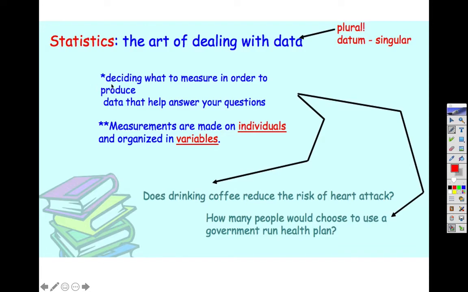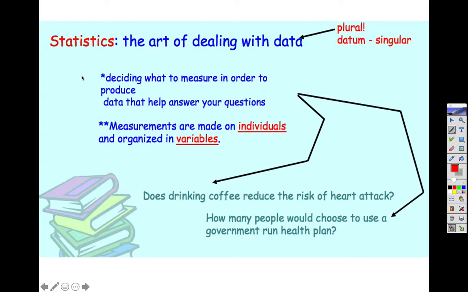So, deciding what to measure in order to produce data that help answer your question. That's one of the biggest aspects of statistics. You can measure data on anything, but picking the right measurements matters. If you want to know how many people like McNuggets, but then go to Burger King and survey people outside if they like the chicken nuggets at Burger King, yes, you are collecting data, but you are not collecting data on what your question was. You wanted to know about McNuggets. Don't go and look at BK nuggets. So that's going to be one of the biggest questions we look at today.